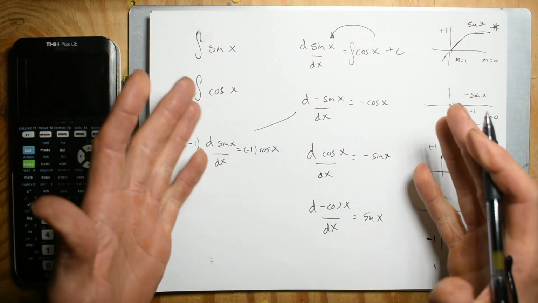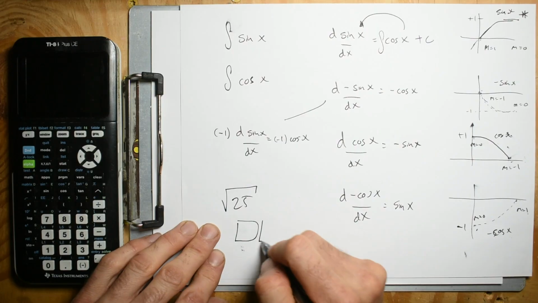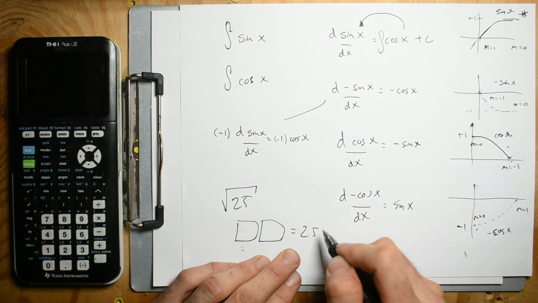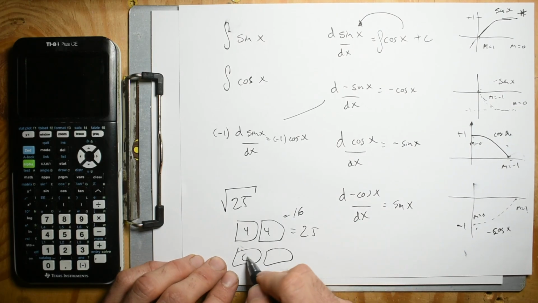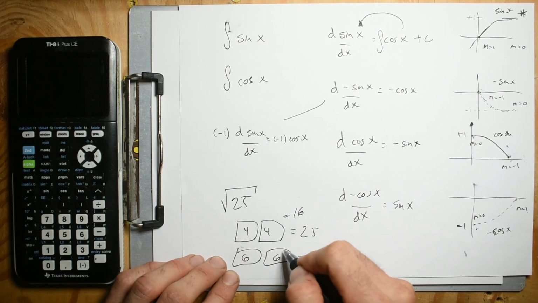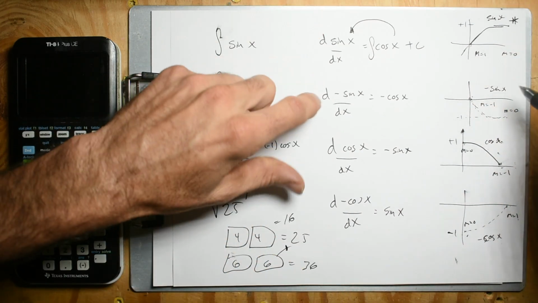Hell yeah. So that's exactly like taking the square root of 25 and being like, what times what is 25? Is it 4 times 4 is 16? No. Is it 6 times 6 is 36? We're getting closer. You know what I mean? Hell yeah. Okay, so now the next one.